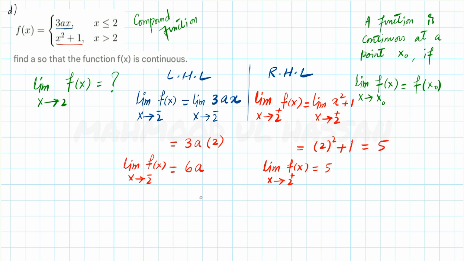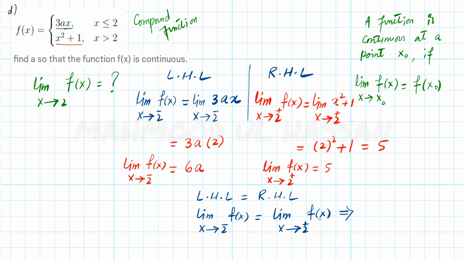The limit only exists when the left hand limit is equal to the right hand limit. It means that the limit as x approaches 2 from the left side must be equal to the limit as x approaches 2 from the right side of the function f of x. So what is the left hand limit? That is 6 times a. That must be equal to the right hand limit, which is 5.